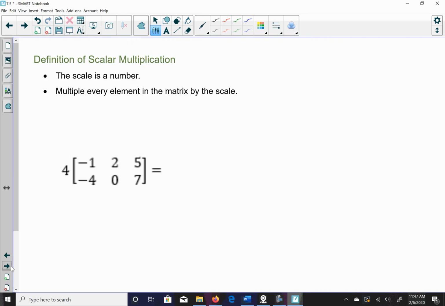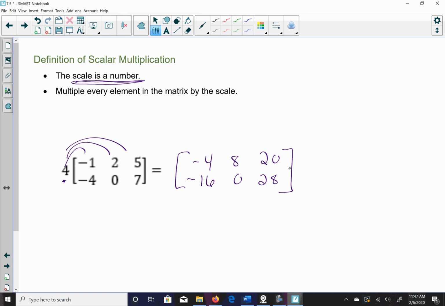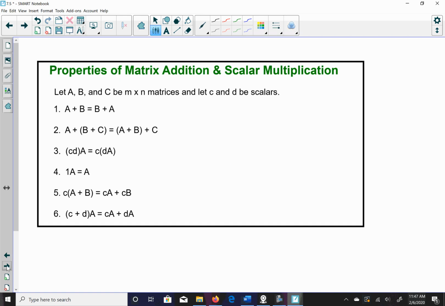When I do a scalar multiplication, a scalar is a number. So when you multiply a matrix by a scalar, you're just multiplying by a number, so you're going to have a number out in front. I think I already have this one done for you on the note sheet. All I'm doing is taking the 4 and multiplying by everything in the matrix. So I'm going to have -4, 8, 20. And then my second row will be -16, 0, and 28. That's all I have to do when I multiply by a scalar, and that's going to come in handy when I try and solve some matrix equations. So let's look at the matrix equation and I'll come back to these.